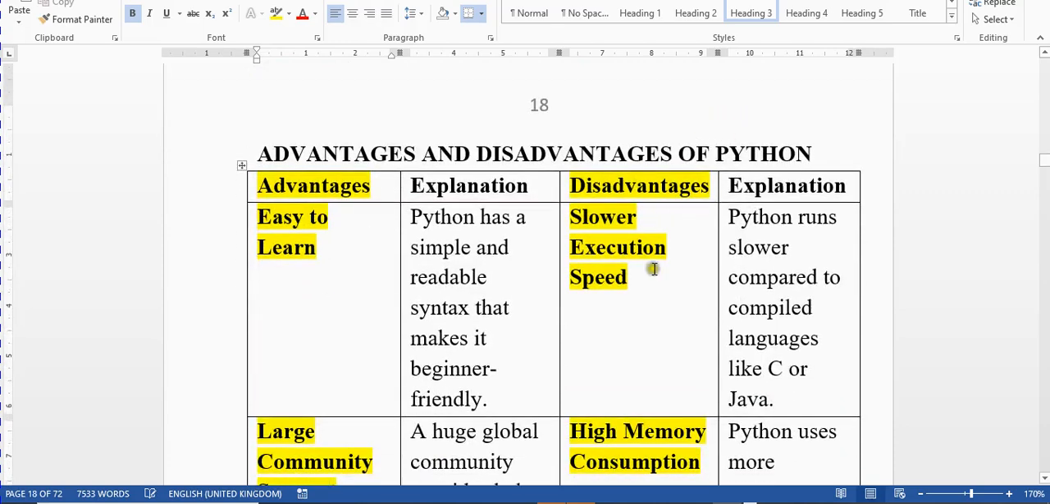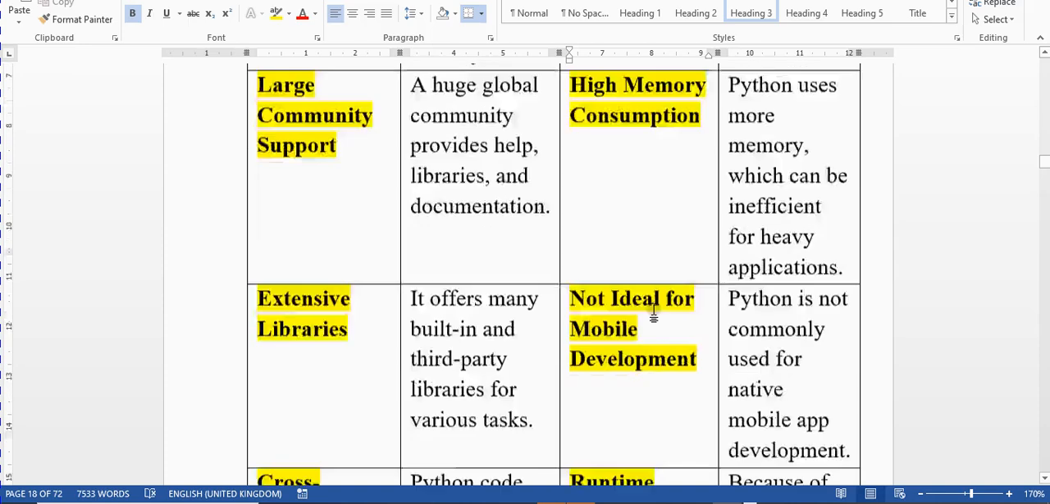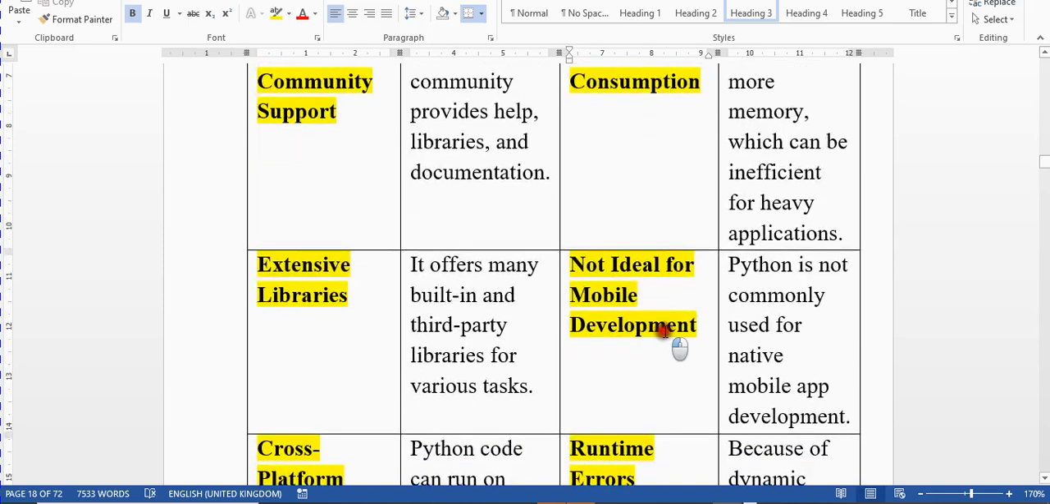The disadvantage is slower execution speed. Python runs slower compared to compiled languages like C or Java. I'm sure you remember you did C language. Have you done C++? I think you've done C++. Yeah, you've done C++. So this is one of the disadvantages of Python. High memory consumption: of course, it consumes more memory. So it's not ideal for mobile development. Python is not commonly used for native mobile app development. We have some other apps that are actually used for mobile development.